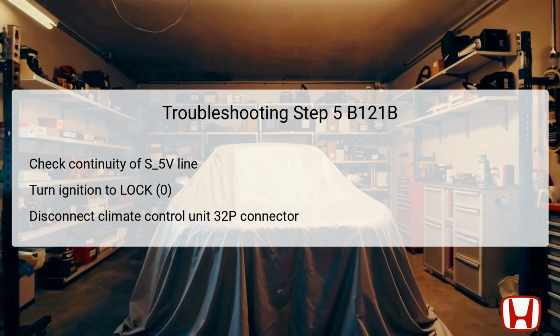If continuity exists, the S5V wire is functioning correctly, indicating the need to replace the climate control unit. Conversely, if continuity is absent, it suggests a short in the wiring that must be repaired for the system to operate correctly, thereby encouraging corrective actions in the climate control circuit.